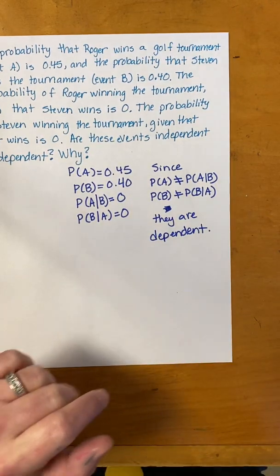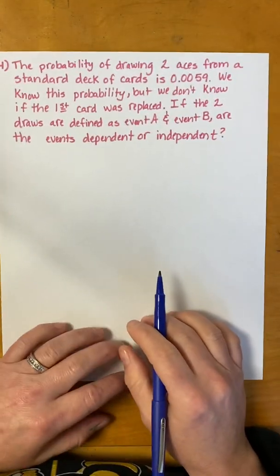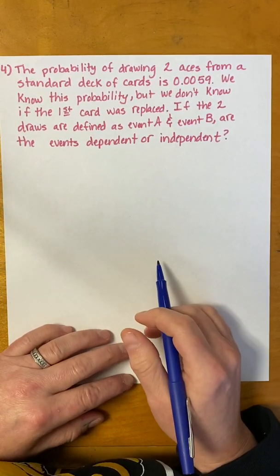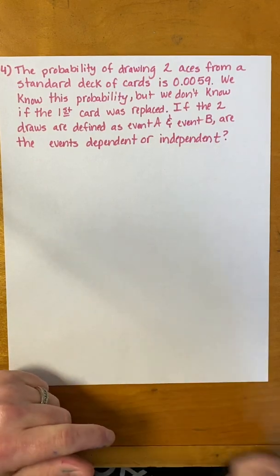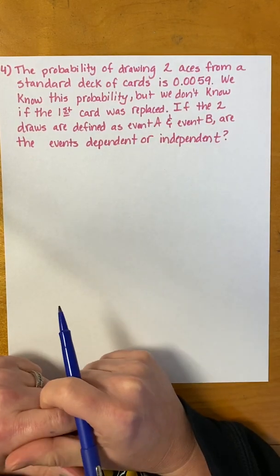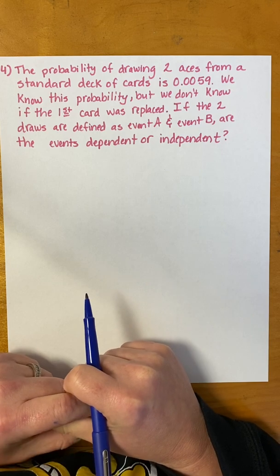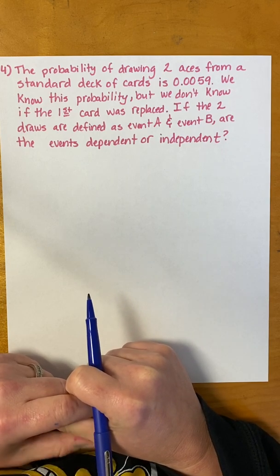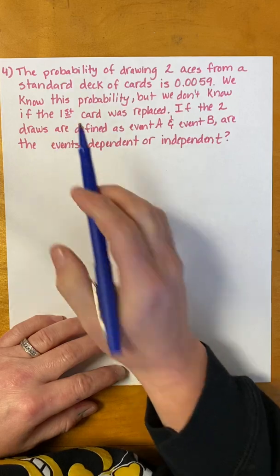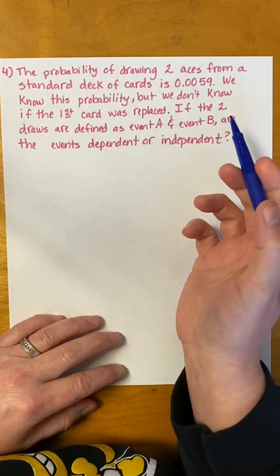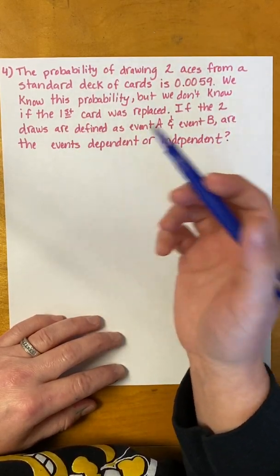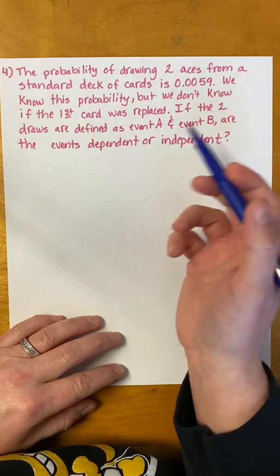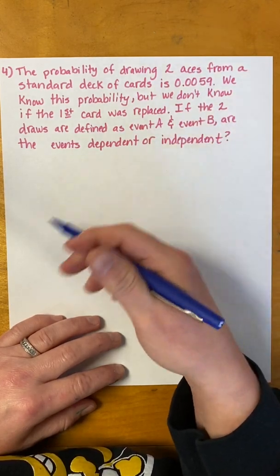All right, let's look at another one. The probability of drawing 2 aces from a standard deck of cards is 0.0059. We know this probability, but we don't know if the first card was replaced. If the 2 draws are defined as A and B, are the events dependent or independent?